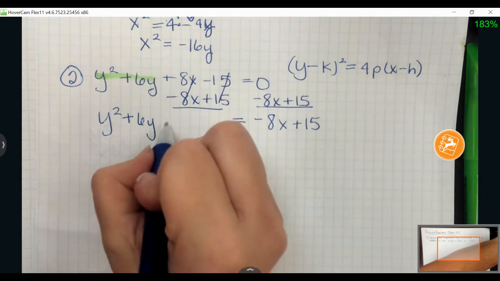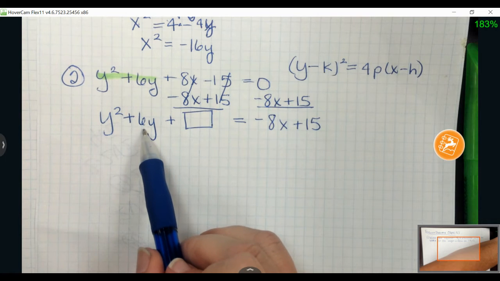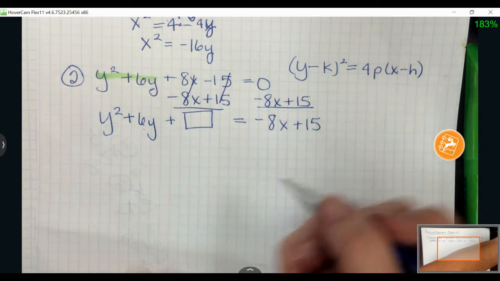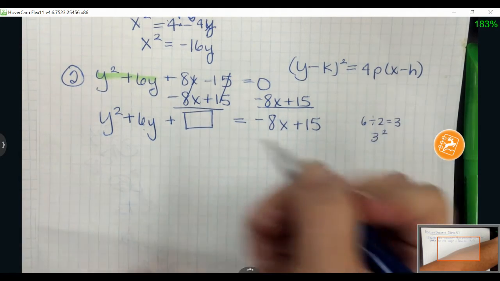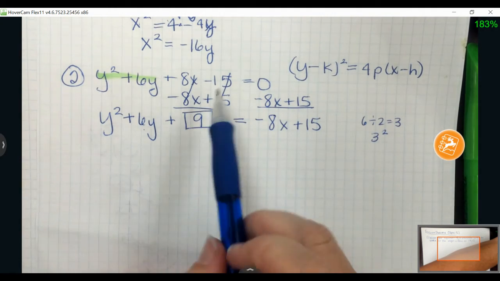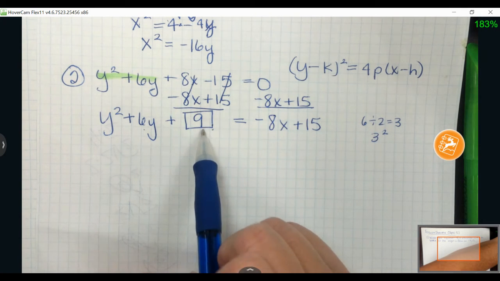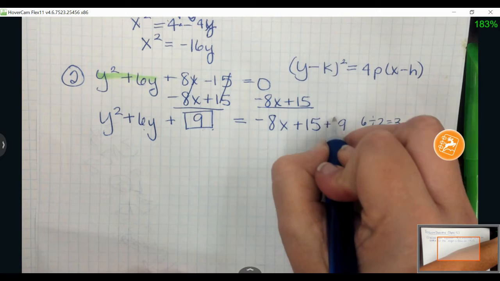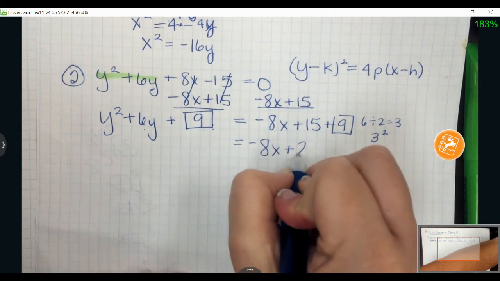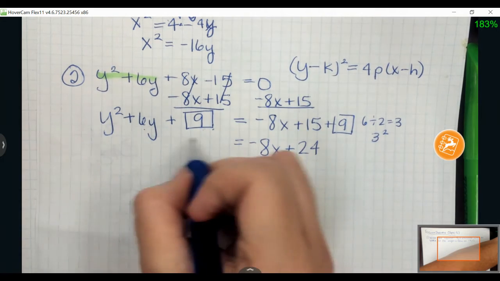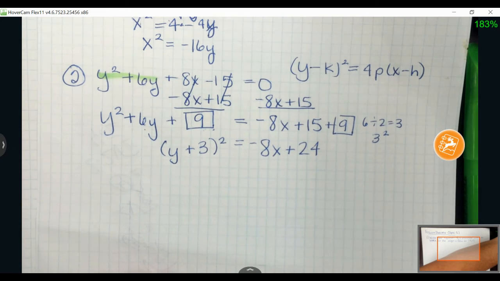Now, if I'm looking for what number I can put in this hole to complete this square, take the 6, cut it in half. 6 divided by 2 is 3, and then square it. What I need to make that a perfect square is a 9. But if I put a 9 on the left, in order to keep it balanced, I have to put that same 9 on the right. Now I have a perfect square, so I can make this y plus 3 squared.